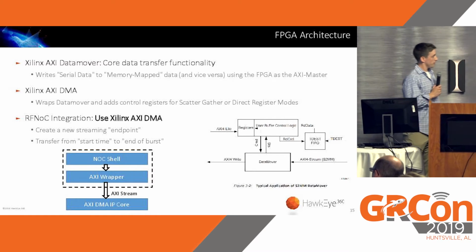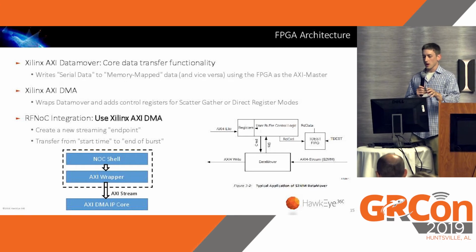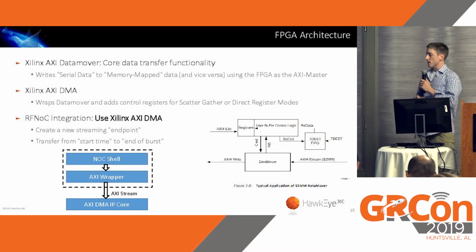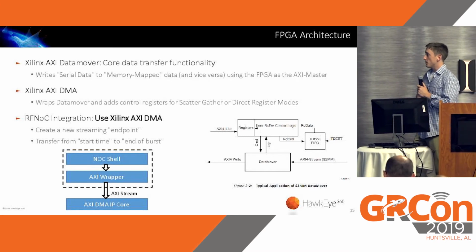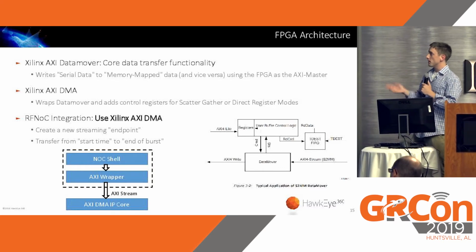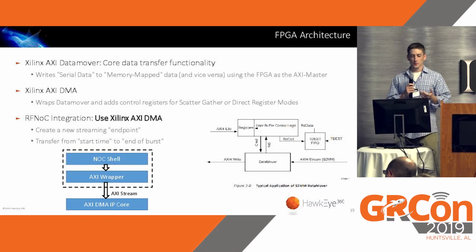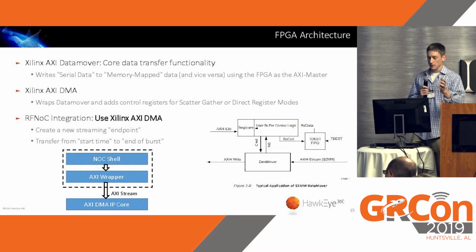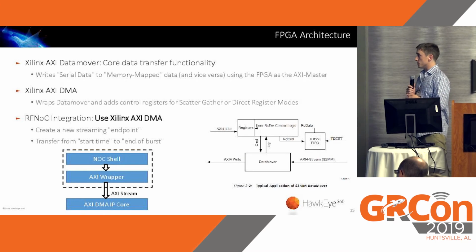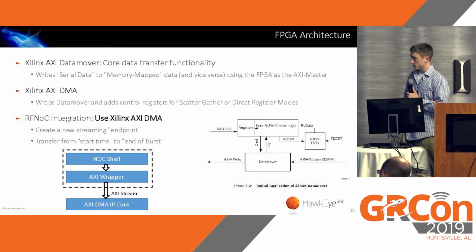This is just illustrating the architecture I was discussing. The RFNoC block is the black dotted line. We've got the NoC shell, AXI wrapper, and then we add some extra I/O. It goes out to the AXI DMA IP core. When you're using the Xilinx IP, you've got an option for a data mover, which provides the core data transfer functionality, and that one's a little bit difficult to use. You kind of have to implement your own protocol. And then the AXI DMA adds more logic to be able to do the scatter gather or direct register operation modes, kind of more out of the box.